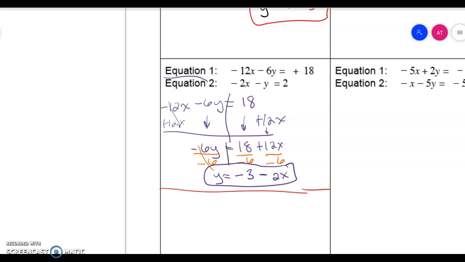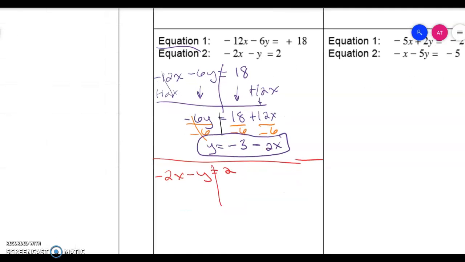So now I have my second equation, which is negative 2x minus y equals 2. Again, we have to get this into y equals mx plus b form. So what I need to do is get rid of this negative 2x by adding 2x to both sides. Don't forget the negative in front of the y. Remember, it's negative y equals 2 plus 2x.